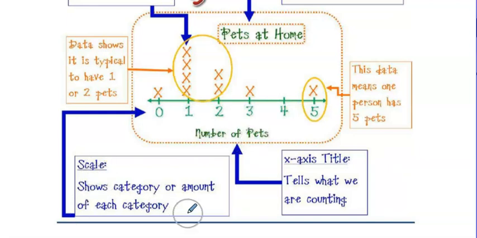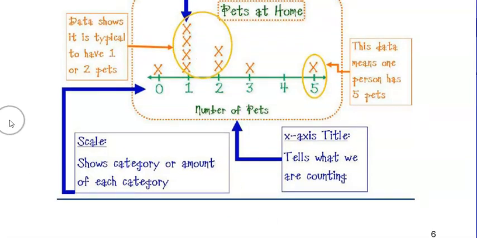The scale shows the category or amount of each category, so the number of pets being 0, 1, 2, 3, 4, or 5. And this X above the 5 means that only one person has 5 pets out of all the people that were polled. Again, each X represents one person.